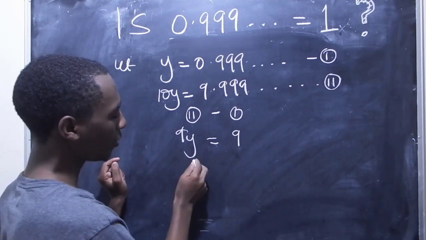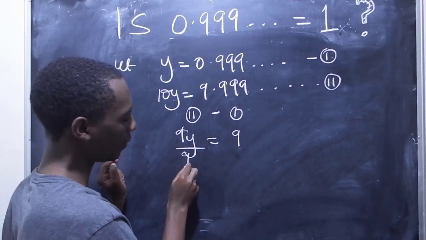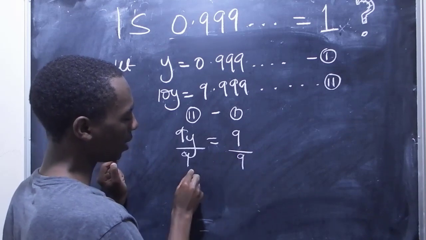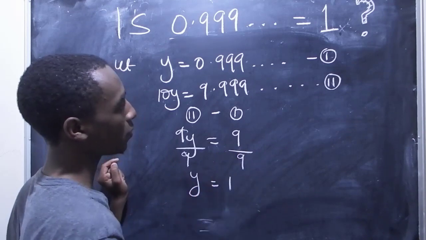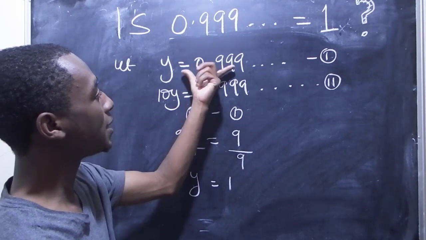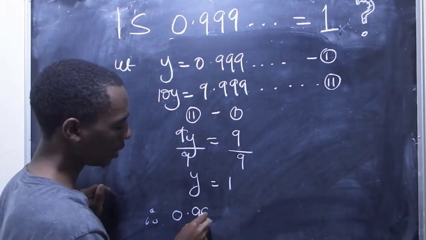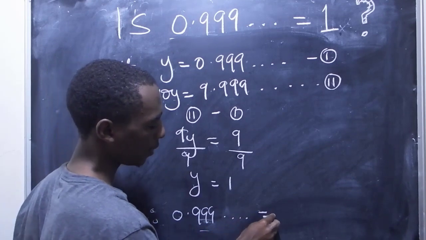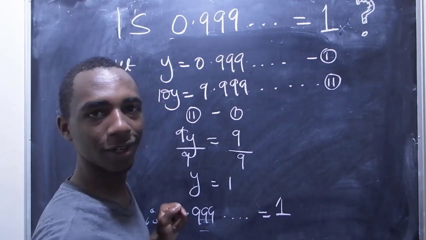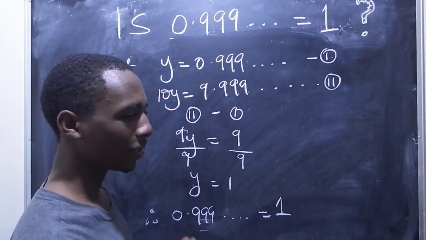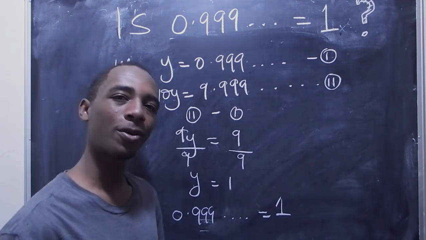And if I divide both sides by 9, I get y as 1. And what is y? y is this thing here. So I can conclude that 0.999 equals 1. Okay? So let's try it out using a different approach.